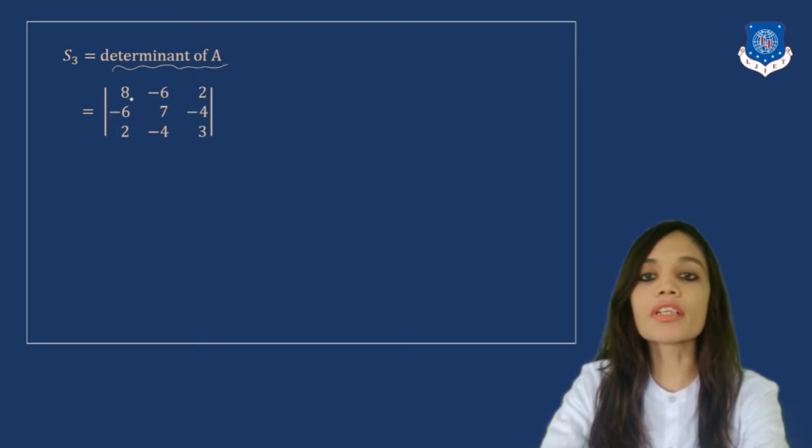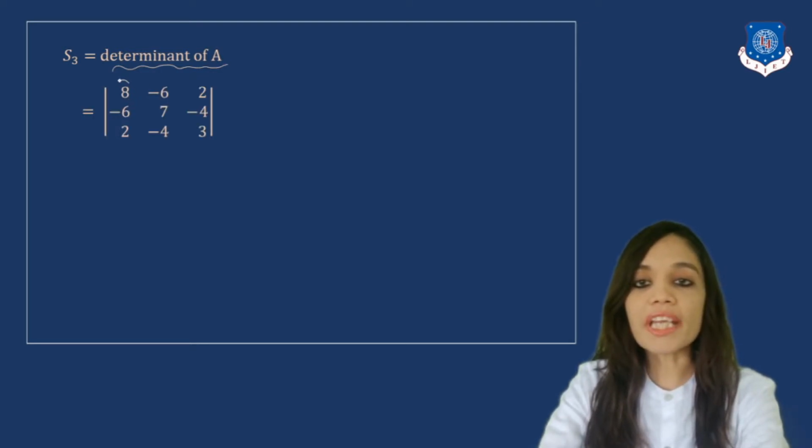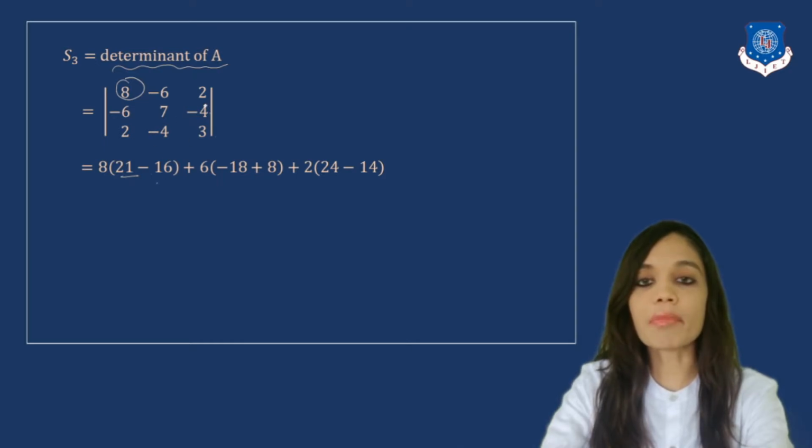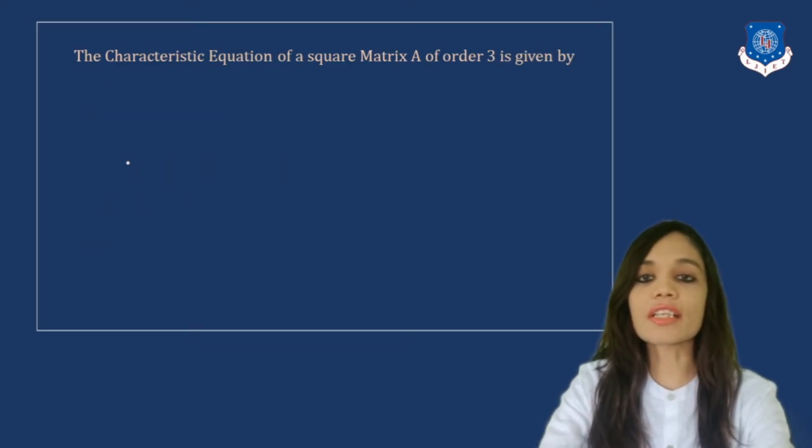Now we have to find S3, which is equal to the determinant of A. So find the determinant of the matrix A. So keep it as it is. Now 7 into 3 will be 21 minus 4 into 4 is 16, right? And minus minus plus. So here it will be plus 16, plus 6 times minus 18 plus 8, plus 2 times 24 minus 14. Now simplify this. So you will get the answer of our S3 as what? 0.